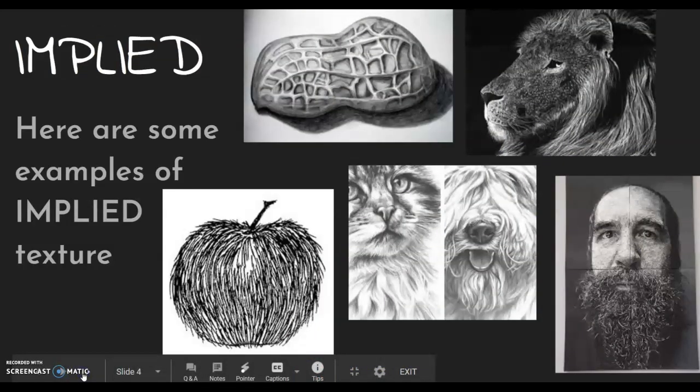Here are some implied textures. They're still looking real on the paper, but they're actually not real. They're made to look real. So this is called implied, where artists have taken their pencils or their paints and they've created the illusion of texture on their paper.